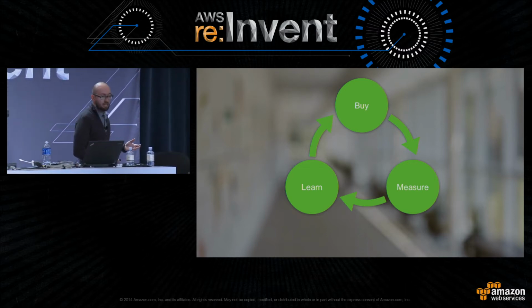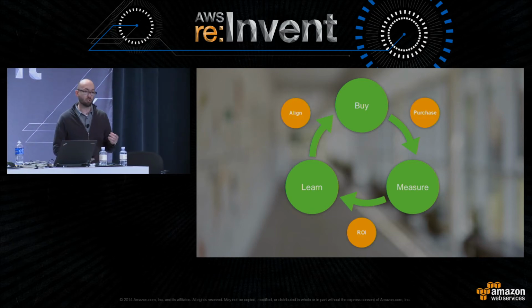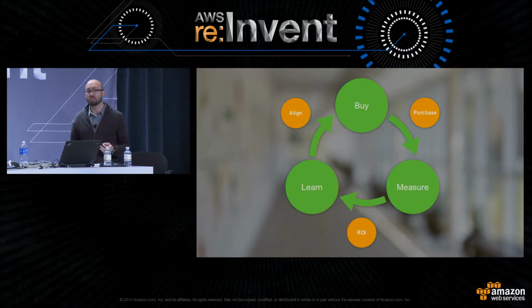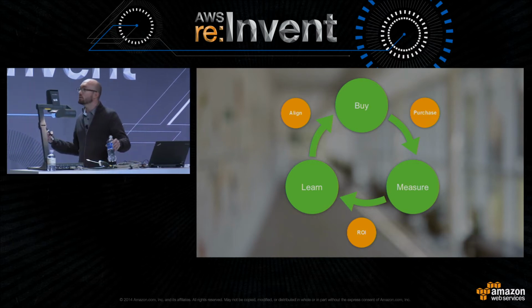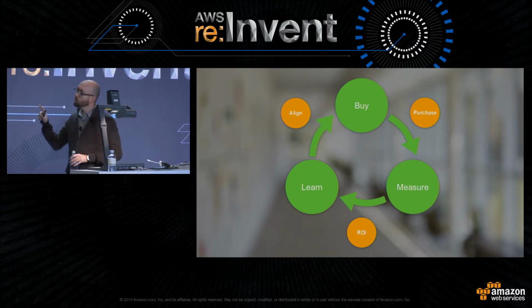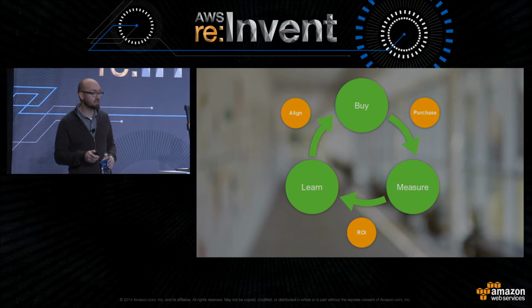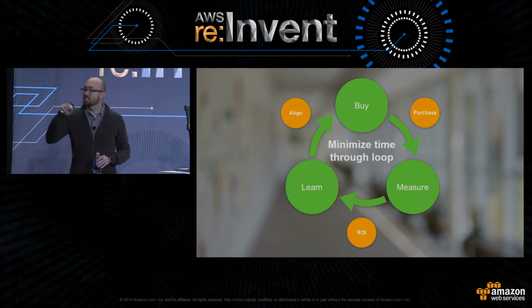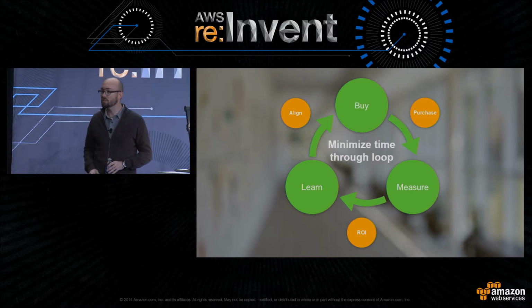And what we do in these phases is in the buy phase, you're purchasing reservations and you're purchasing instances. Once you have those bought, you're going to measure the effectiveness or the ROI of those instances before finally you draw conclusions from those and work to align your reservations and your infrastructure to maximize savings. The goal with all of this is to minimize the time through the loop. So over time, you want to reduce how long it takes you to go through these three steps. So let's look at how we do that.